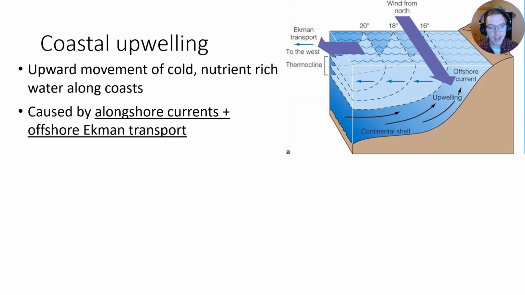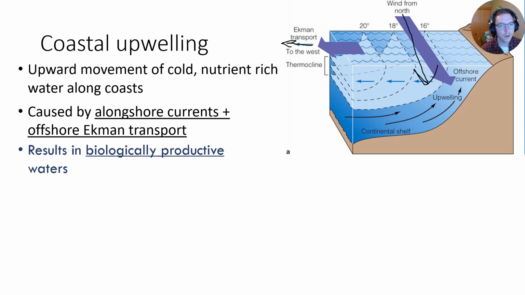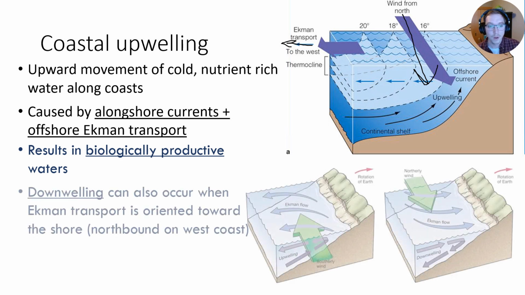So moving into the last couple slides here, coastal upwelling. We talked about Ekman transport before. This basically refers to the upward movement of cold, nutrient-rich water along the coast. It's caused by alongshore currents and offshore Ekman transport. And we see that here and here. This results in biologically productive waters because it's moving nutrients around.